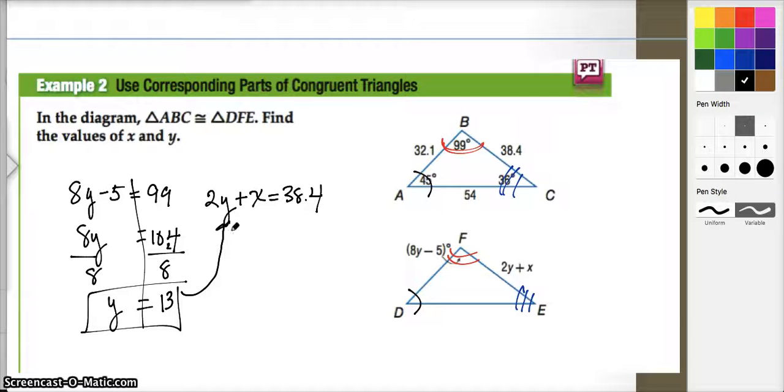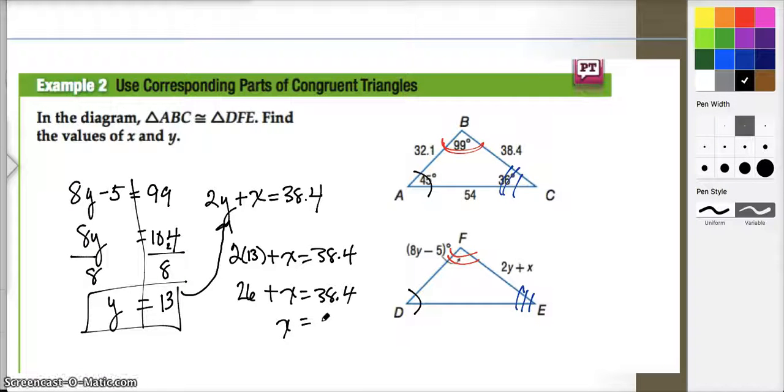Knowing that y is equal to 13, I'm going to plug that 13 right into the equation for y. So I get 2 times 13 plus x is equal to 38.4. 2 times 13 is 26 plus x equals the same value before, 38.4. Subtracting 26 on both sides, I end up with 12.4. So it looks like my answers are y is equal to 13 and x is equal to 12.4.